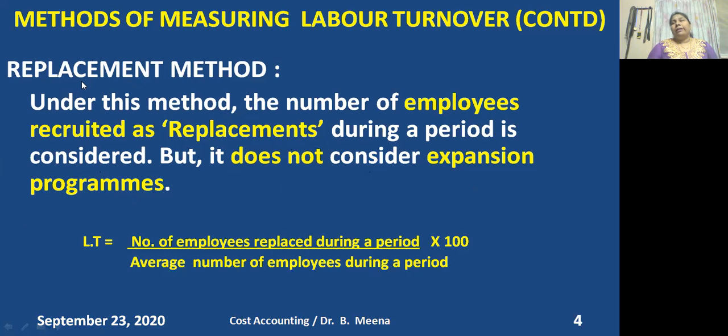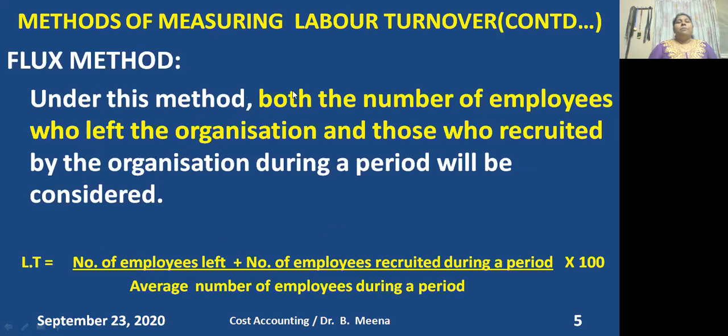So employees recruited as replacements in the vacancies only will be considered under the replacement method. The name itself, you could understand the meaning, replaced. Okay, so under replacement, you will consider only the employees replaced in the vacancies. The next methodology is how to calculate labor turnover under the flux method. In this method, it's a combination of both. How many of them left the organization, how many of them were recruited for the organization during that particular period is called the flux method. So under the flux method, it's a combination: how many of them went out, how many of them came into the organization is considered to calculate the labor turnover.